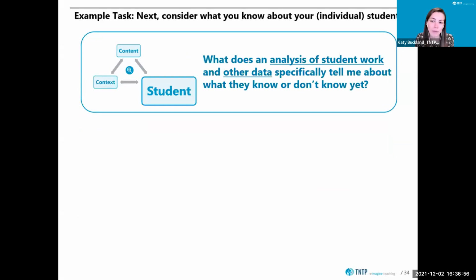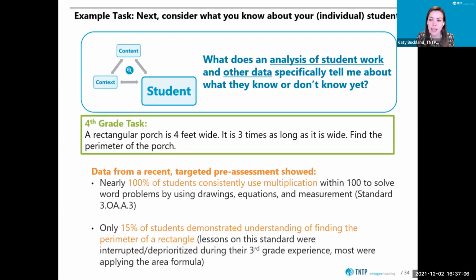So to consider what we know about our students, we'll ask ourselves, what does an analysis of student work and other data specifically tell us about what they know or don't know yet? And so in this example, the teacher has collected data from a pre-assessment along with data from their daily lesson practice. And so based on the data, a couple things have become clear. Nearly 100% of the students consistently use multiplication within 100 to solve word problems by using drawings, equations, and measurement. So students are really showing proficiency with that standard 3.OA.A.3. However, only 15% of students demonstrated understanding of finding the perimeter of a rectangle. Most students were applying the area formula instead.